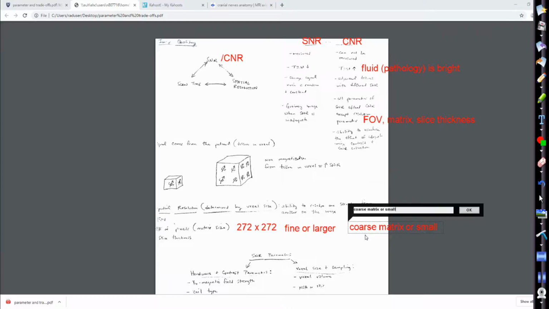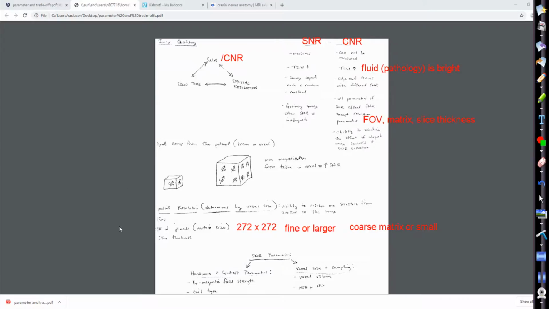So, depending on the wording, try not to get confused. A larger matrix means smaller pixels. A fine matrix means smaller pixels. A coarse matrix means larger pixels. A small matrix number means larger pixels. And then slice thickness. So these first 2 parameters really give us our pixel size. Then you multiply by slice thickness, and that gives us our voxel size.